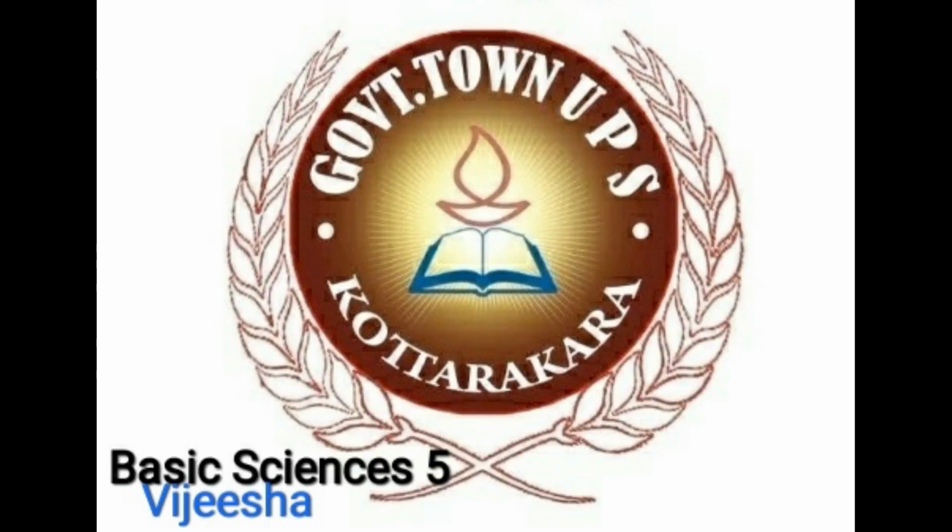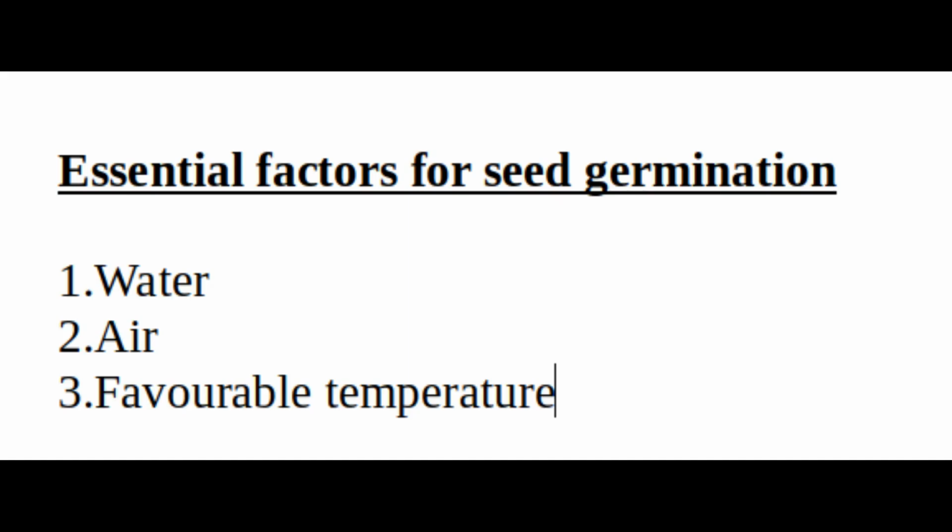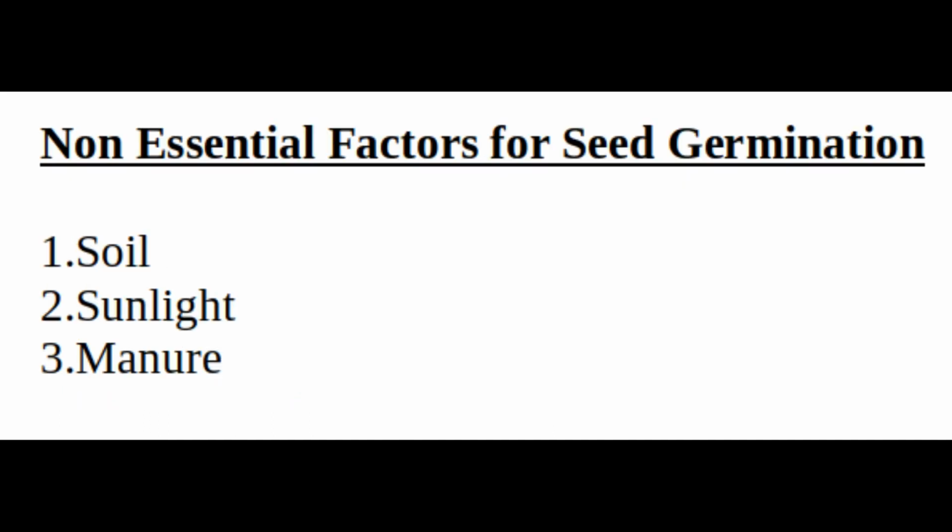Let's recollect the points that we have studied earlier. We studied about essential factors for the germination of seeds. Number 1, water, 2, air, and 3, favorable temperature. The non-essential factors for the germination of seeds are the sunlight, soil, and manure.